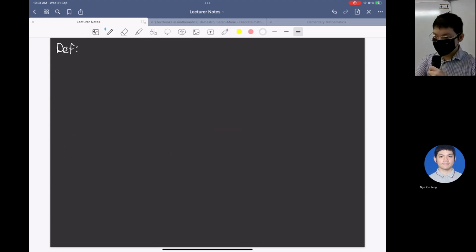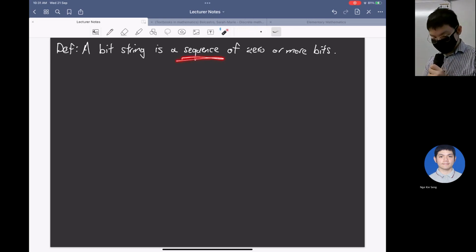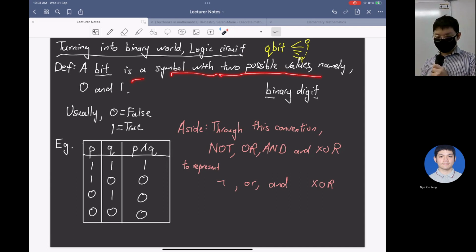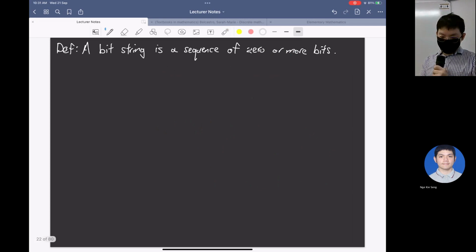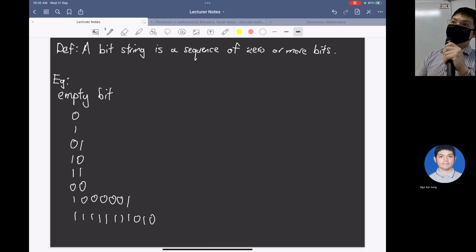Okay. Now we make a new definition. So we have a bit string. What's a bit string? A bit string is a sequence of 0 or more bits. So what does this mean? First of all, it is a sequence. Sequence of what? 0 or more bits. What is a bit? A symbol with two possible values, namely 0 and 1. So you could have nothing, an empty string, or you could have 0 or 1. This is an example I write here. Maybe you can have 0110110010000 01, or 1111111010. These are all bit strings.